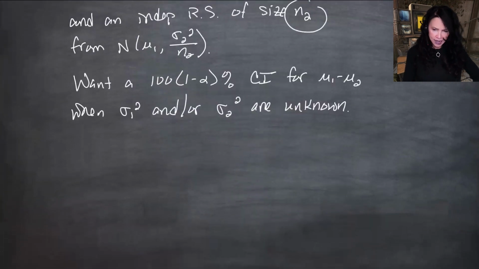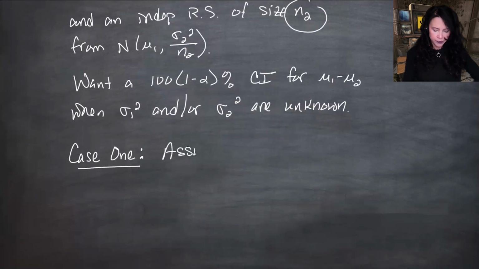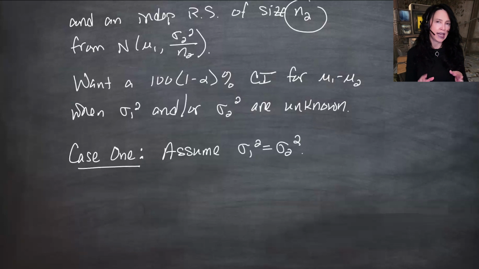So today, and I'm not even sure we'll finish case one, I do want to talk about case one, if we can assume that sigma 1 squared equals sigma 2 squared, versus case 2, where we can't assume that. You might think that's kind of strange, because I'm trying to figure out a confidence interval for the difference between mu1 and mu2, so clearly I don't know what they are or I wouldn't be doing any of this. So how would I know that the variances are the same?